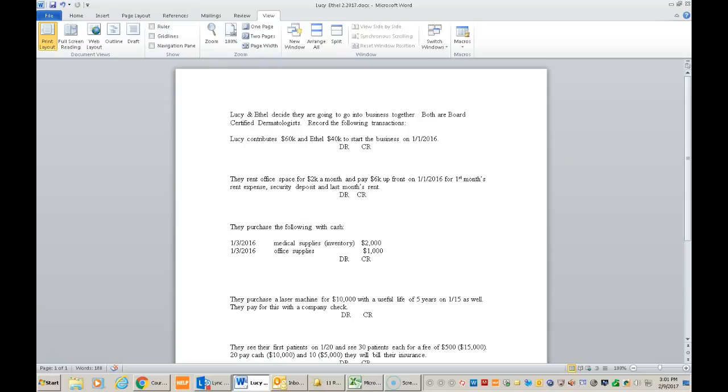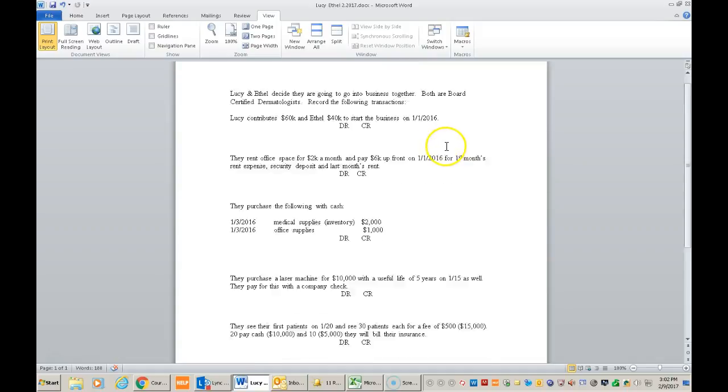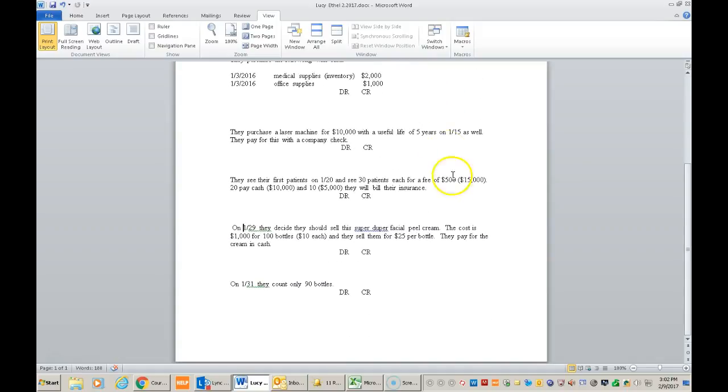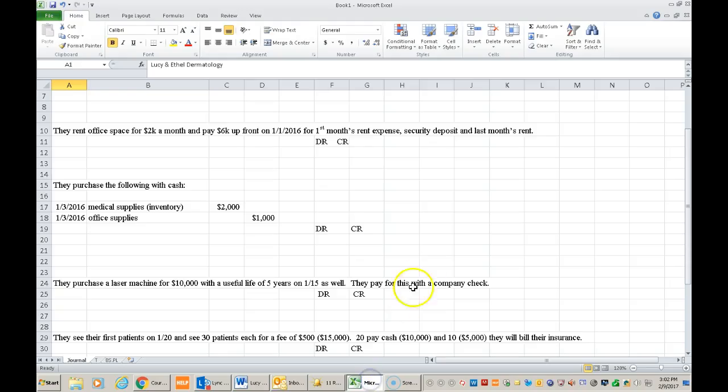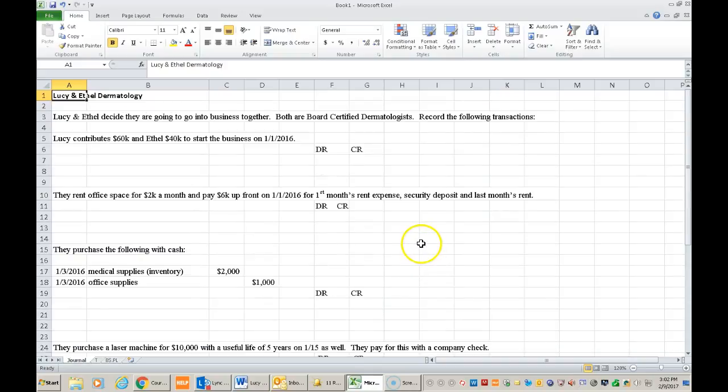In this module, we will go over an example entitled Lucy and Ethel. If you go to Moodle, I suggest that you print out this example so that you have it in front of you. So we're going to do this in Excel. So the first part of this, Lucy and Ethel decide to go into business together. They are both board-certified dermatologists and record the following transactions.